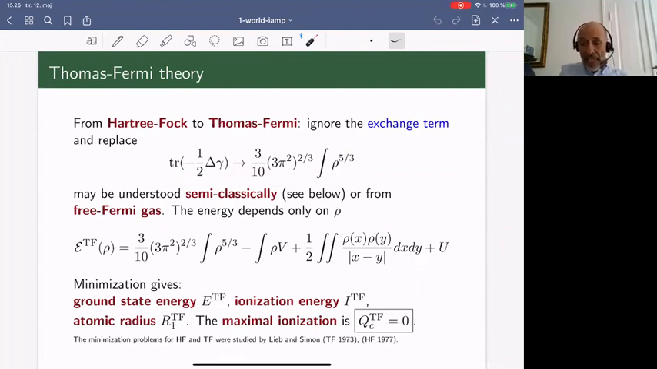And then the energy as a function of density will be the kinetic energy, which I got from here when I replaced things by rho. There's the interaction between electrons and nuclei. There's no approximation there. That's the exact value. It depends only on the density. There's the direct term. Again, there's no exchange term because I ignored it. And finally, there's the nuclear repulsion.